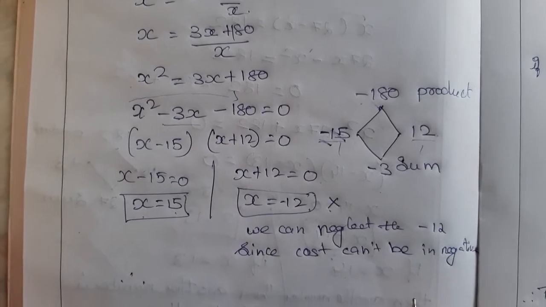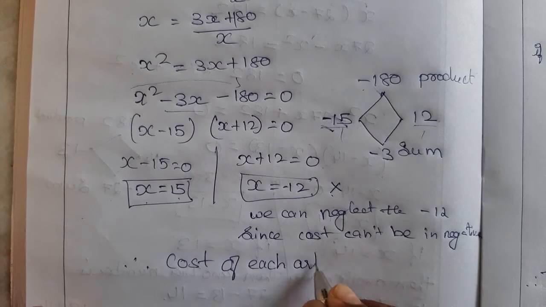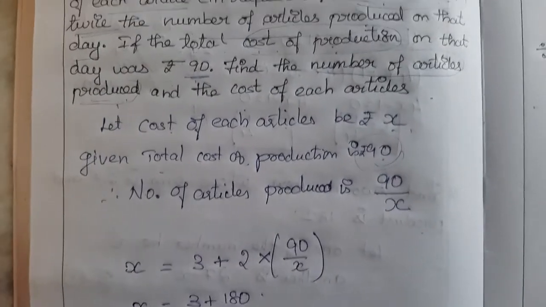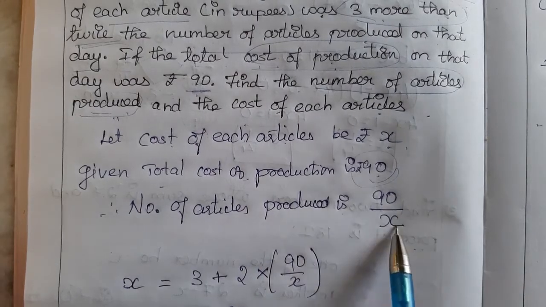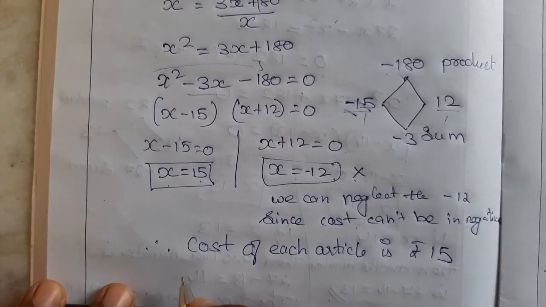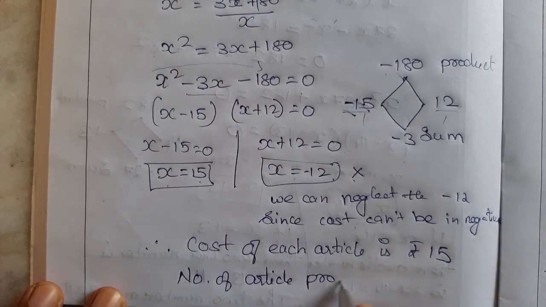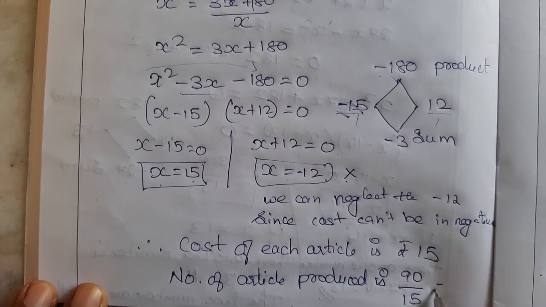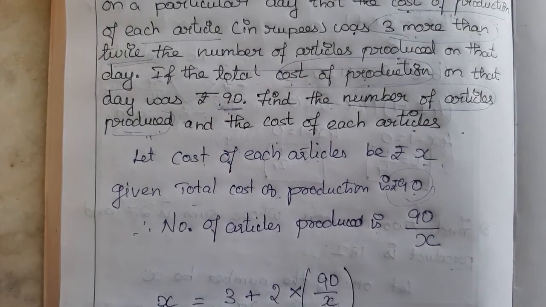Therefore, the cost of each article is rupees 15. So what's the question? Find the cost of each article, and also they said to find the number of articles produced. So the number of articles produced is 90 by x. Therefore, the number of articles produced is 90 by 15, that is 6, right? So 6 articles were produced and each cost is 15. So that day the total cost is 90. Clear? Thank you.